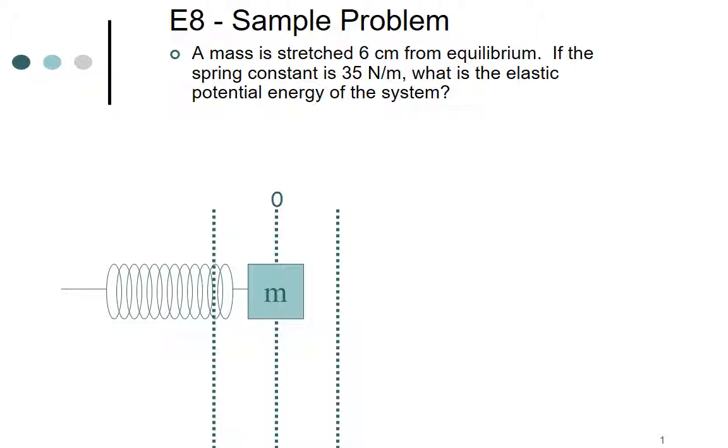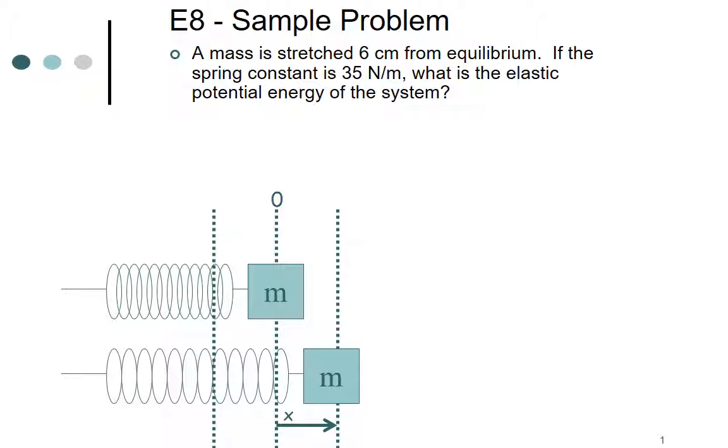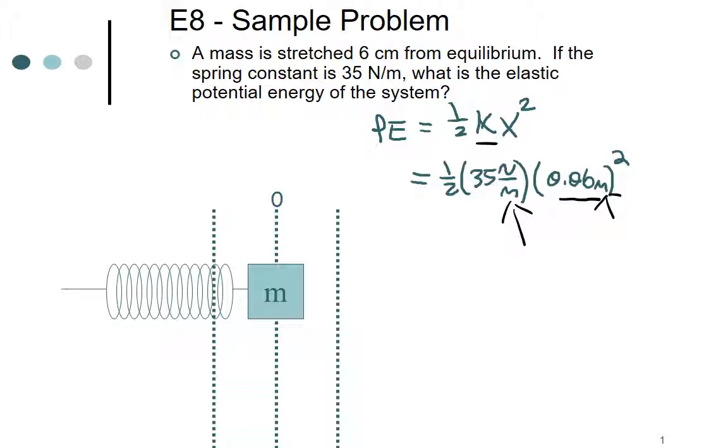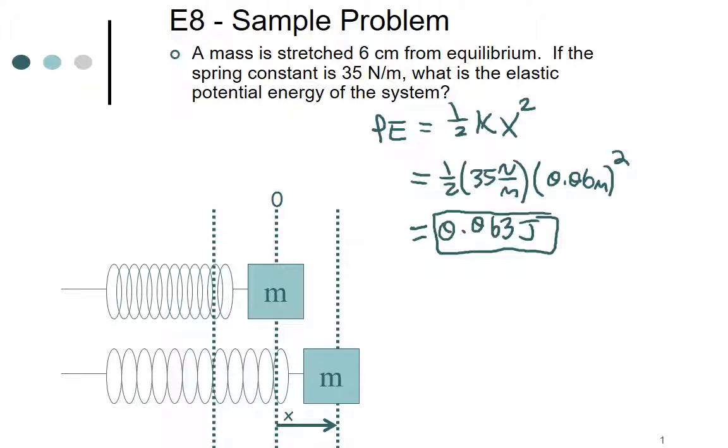So in this case here, we stretch this 6 centimeters from equilibrium, and the spring constant is 35 newtons per meter. We want to find the elastic potential energy of the system. So when we do that, 1/2 kx squared, we have the K value 35 newtons per meter. We have the displacement from equilibrium, which is 0.06, and if you notice, we have to have meters, right? Because we have meters here, we have to have meters here for those to cancel out. And we end up getting 0.063 joules for the energy of the spring.